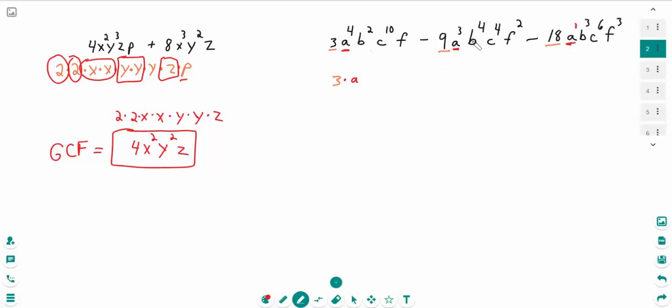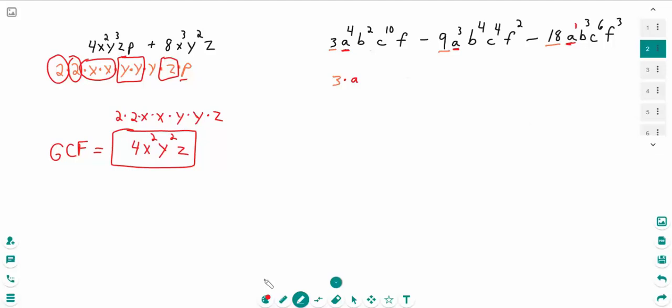So a to the 1 is common to all three terms. They all have at least one a, so we can pull out the a. I can't pull out an a to the 3 because this one does not have an a to the 3. It only has an a to the 1. So a to the 3 is not common between these three terms, right? So the most we can pull out is an a.